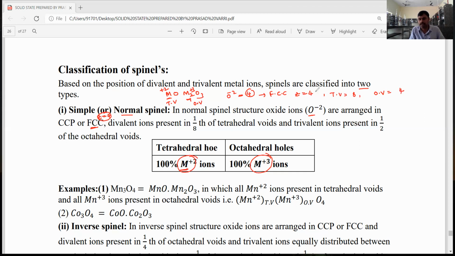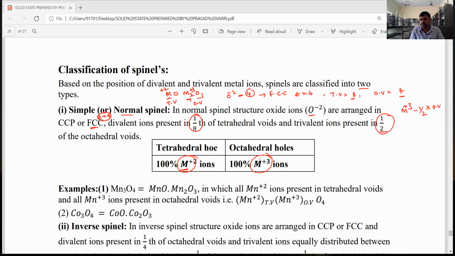1 M+2, but here 8 are present, meaning 1/8 part. 1/8 part of M+2 ions are occupied in tetrahedral voids. And here octahedral voids, 4 are present. Here 2 means 1/2. M+3, how many? 1/2 part of octahedral voids. Okay, 50%. That is 1/2 part.